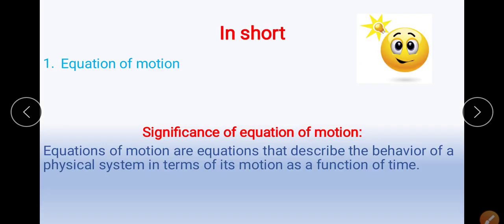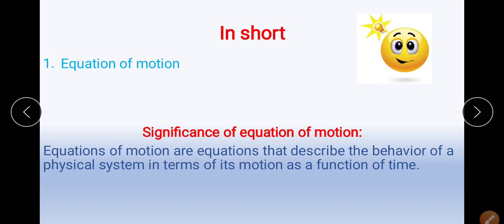So in short, today we have studied the equations of motion. These are very important in further classes and in your further studies whenever you study motion. The significance of the equations of motion is that they describe the behavior of a physical system in terms of motion as a function of time. Whenever we study motion and its types, we have to use these kinematical equations, so that we can conclude how the motion is and how the physical system is moving with respect to time.